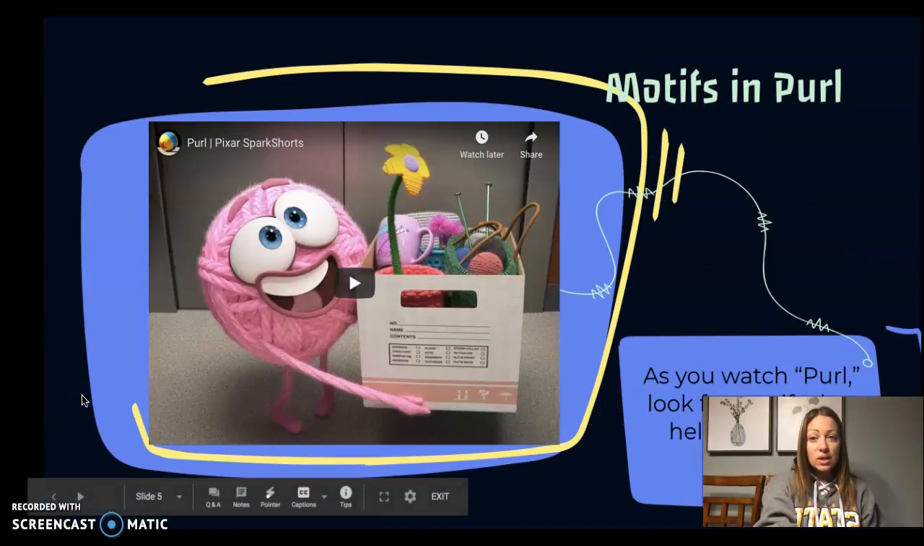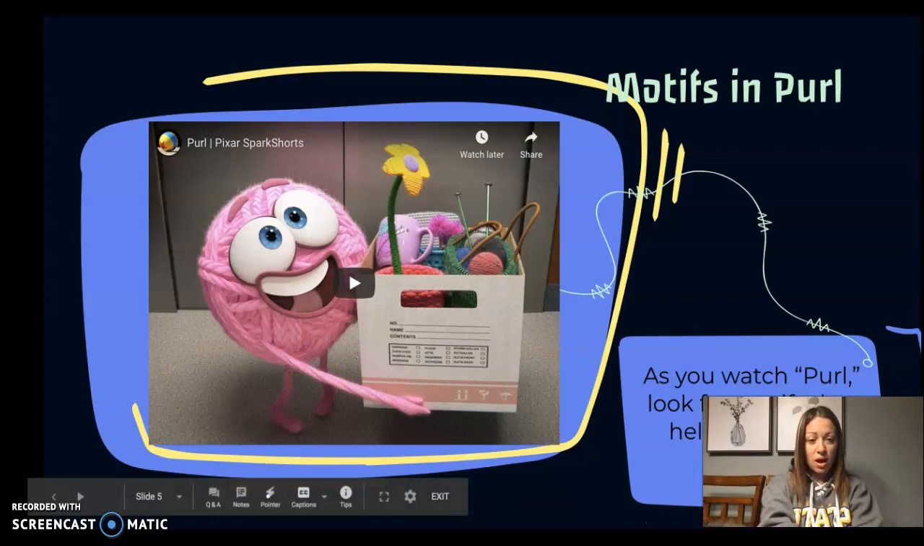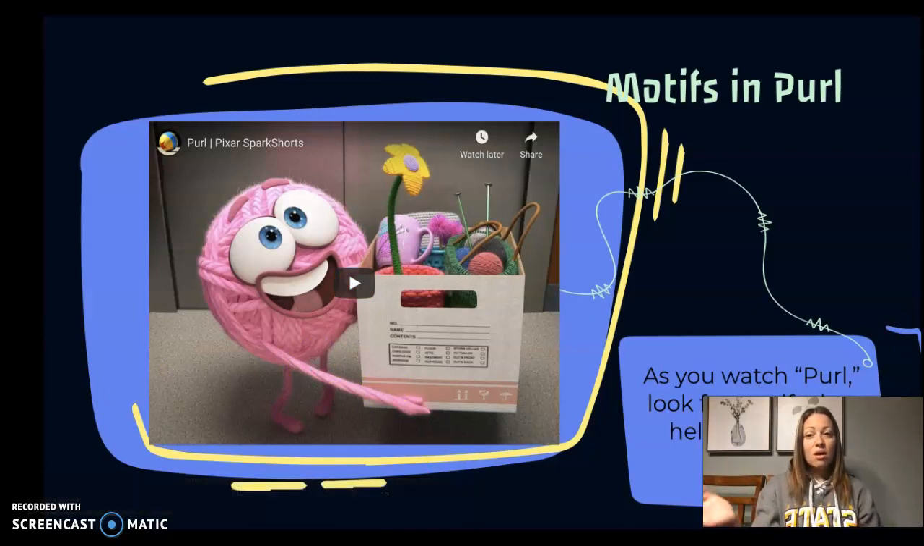When we talked about this while we were in school during the Of Mice and Men unit, we watched this quick little video called Pearl. I will post this slideshow so that if you want to watch that again and look for the motifs in there, you can. You don't have to if you don't want to. But we talked about suits being a major motif because she knits herself a little suit.